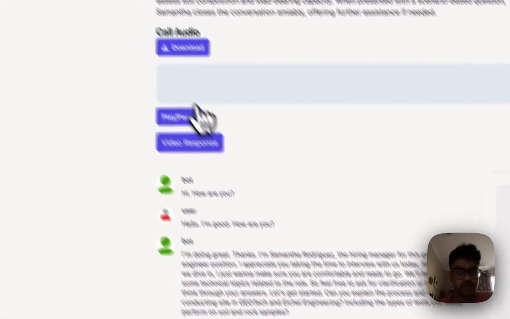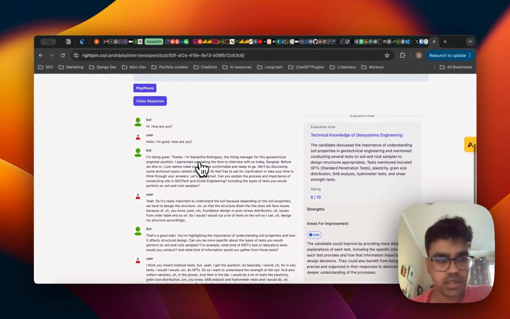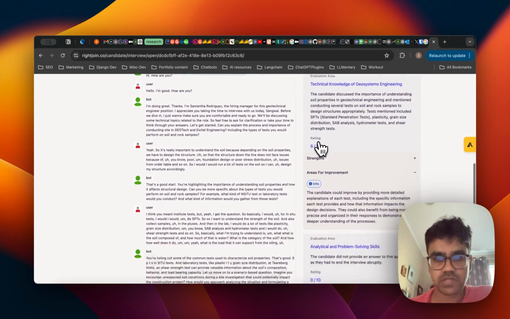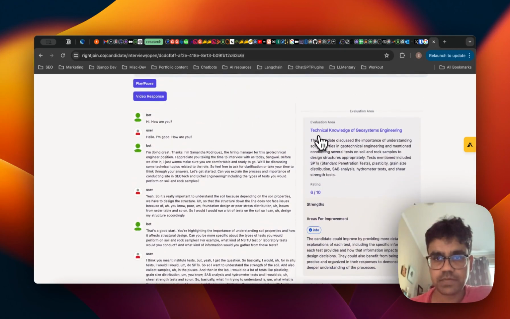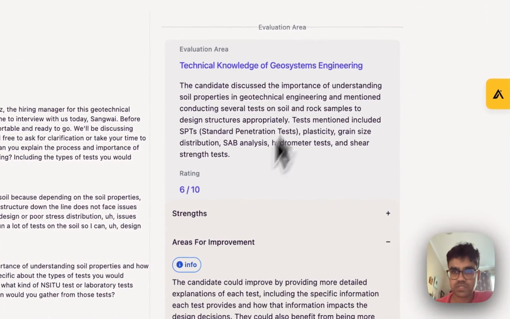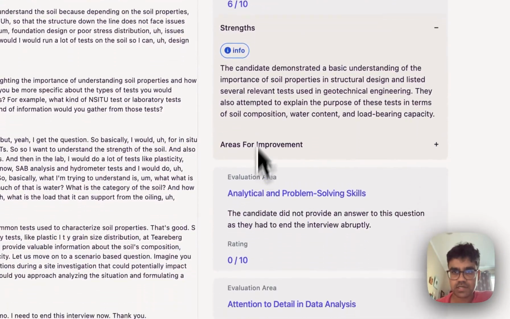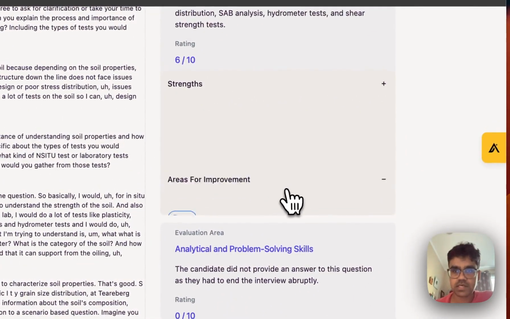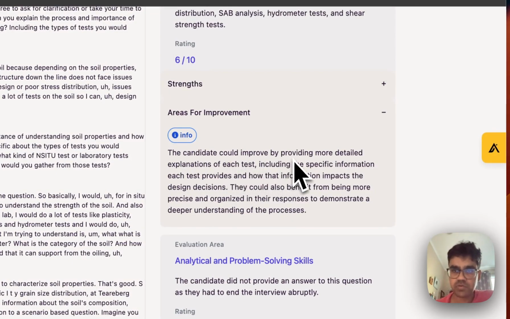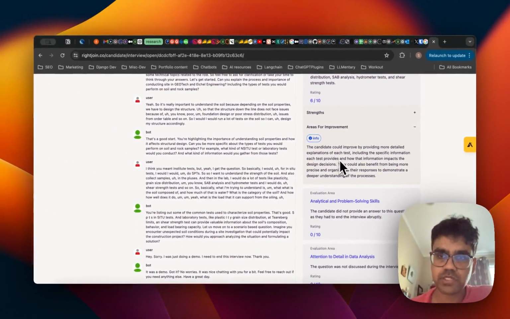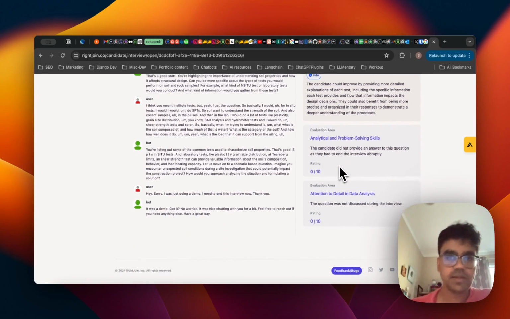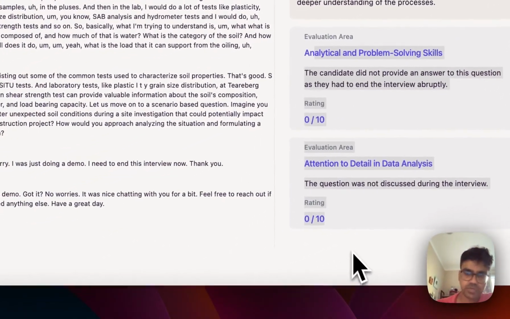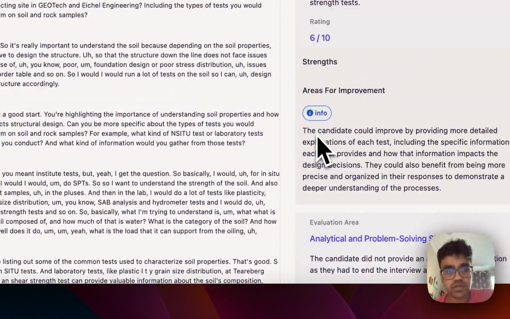I get the audio recording, and also this was the first topic, which was technical knowledge of geosystems engineering. Strengths: demonstrated a basic understanding of the importance of soil properties. Areas of improvement: could be improved by providing more detailed explanations of each test and how the information impacts design decisions, and so on. I did not complete the interview, but there were 2 more topics in the interview.